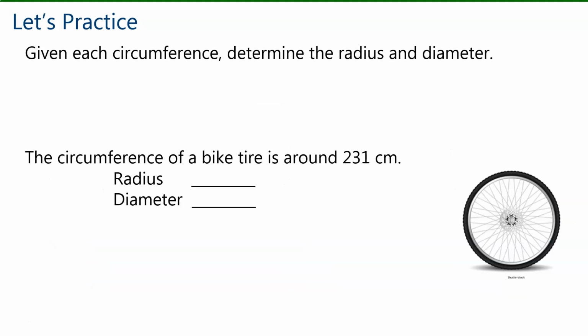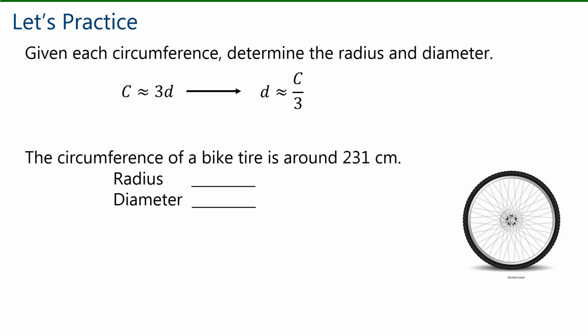Now let's work backwards. This time we're given the circumference and you have to find the radius and the diameter. So using this formula, we normally multiply the diameter by 3 to get the circumference. But because we're going backwards, we're going to divide. We're going to divide the circumference by 3 to get the diameter.